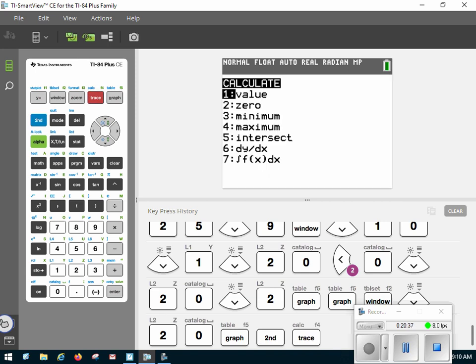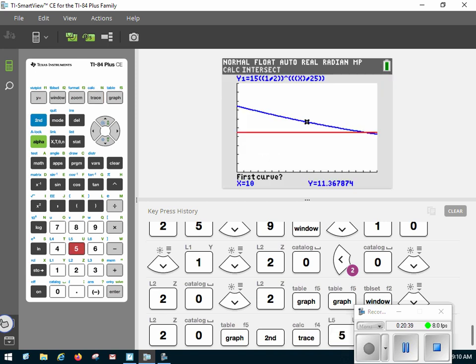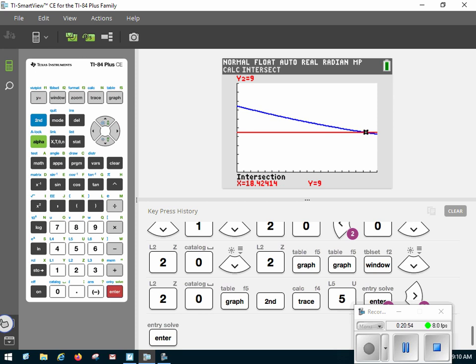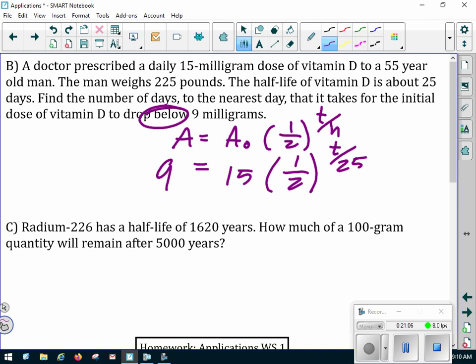You just click enter. You sure can. Guys, you really don't have to do this guess part. You can just hit enter when guess comes up. So 18. Yep. So after, there will be less than 9, was it milligrams? Yeah. There will be less than 9 milligrams after, what did we say, 18.42 days?